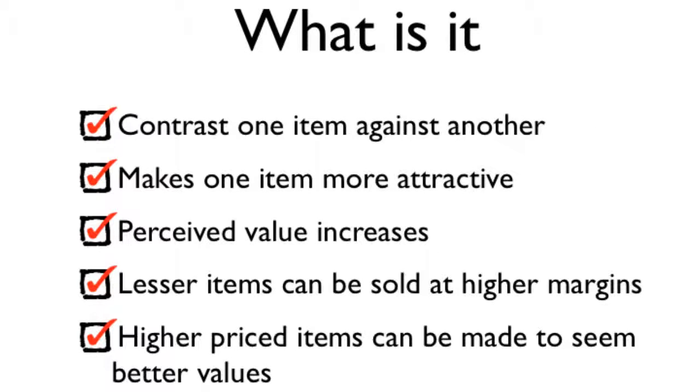So, what is the contrast sales principle? Well, basically, just as the name suggests, it contrasts one item against another. It makes one item seem more attractive compared to the other item, and when used properly, the perceived value of the item that you're trying to sell actually increases so you can get higher margins. And lesser items can be sold at higher margins as well if you use this technique properly. And higher priced items can be made to seem better values because of how you're using this technique.